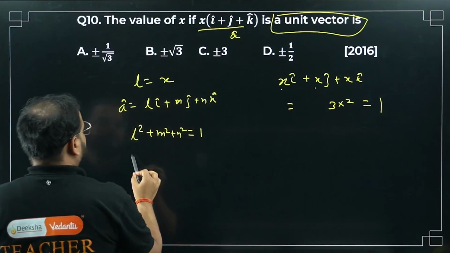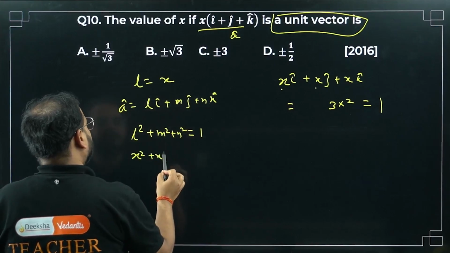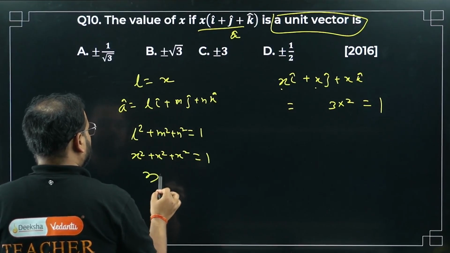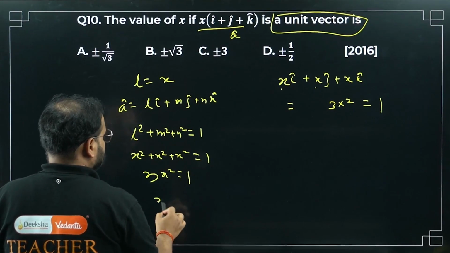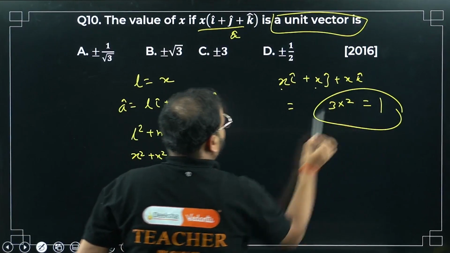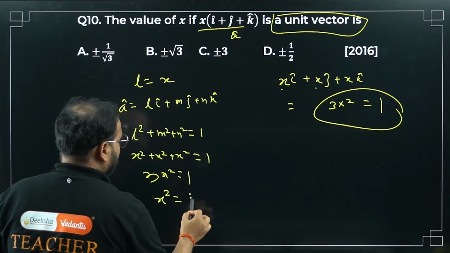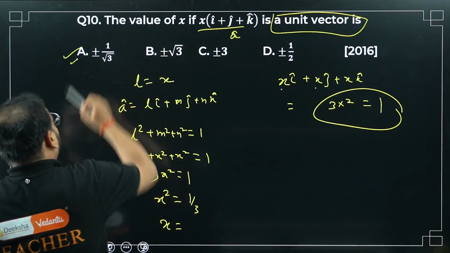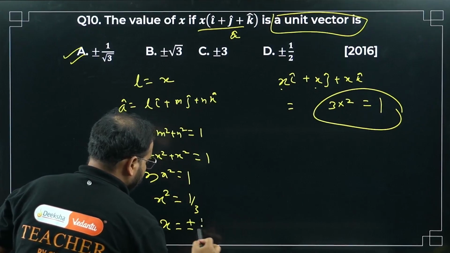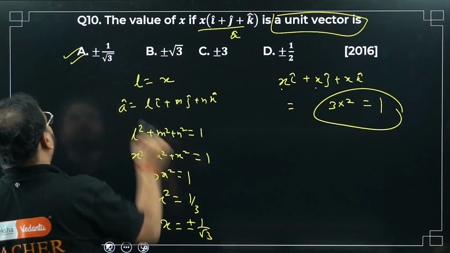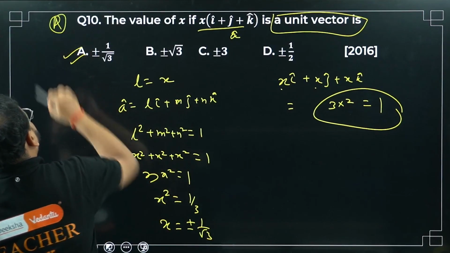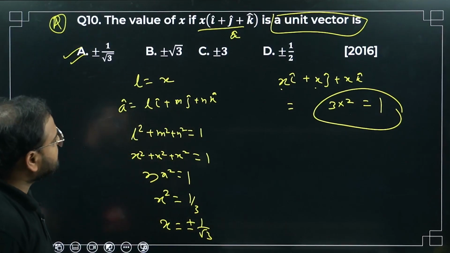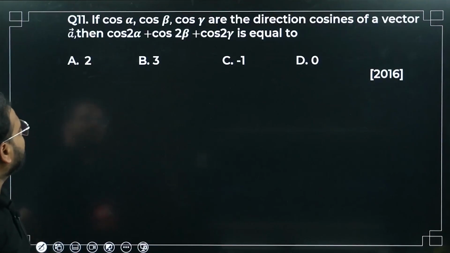X. So check here. X square plus x square plus x square equals to how much? 1. So 3 times x square equals to what? 1. Same thing I've written over here. So x square equals to what? 1 by 3. So x equals to plus minus 1 by root 3. Option number A. Concept of direction cosines. We have learned it in the first session of vectors. Please see. Moving on, 11th question.